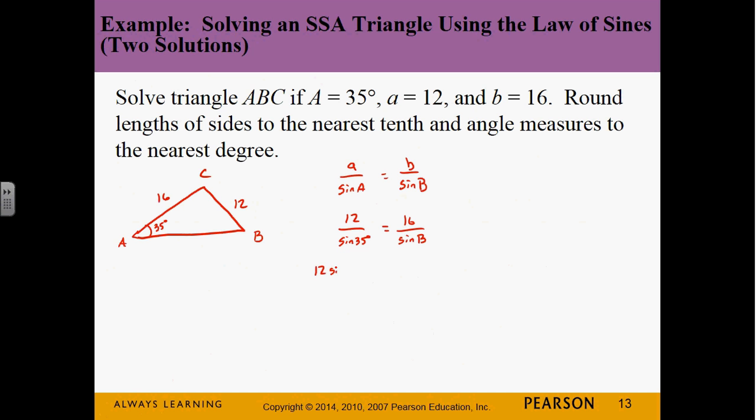So we can cross multiply. We get 12 sine B equals 16 sine 35. Divide by 12. We get sine B equals 16 times sine of 35 divided by 12, which is 0.764769. All right. Now that value is between negative 1 and 1, so I know that I'm going to get a value. So I'm going to use arcsine of 0.764769. It is equal to, and if we want to round it to the nearest degree, we get 50 degrees.